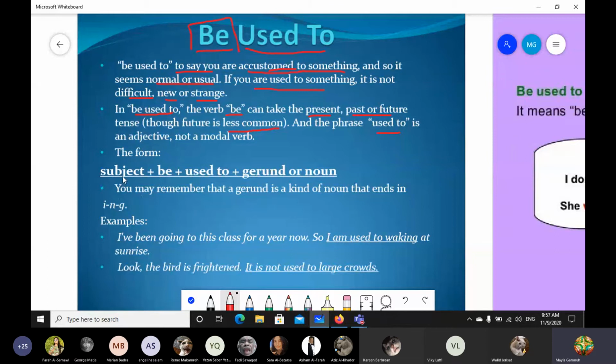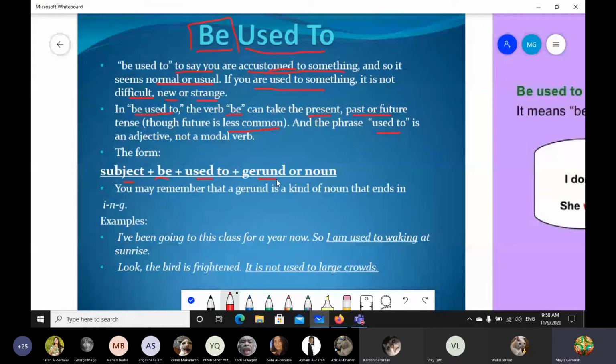الفورم تبعه كيف أنا بدي أكون جملة. أول إشي بتيجي عنا السبجكت اللي هي I, you, we, they, he, she, it. And then البي حسب التنس اللي عنا، وحسب السبجكت. مثلا إذا it was in the present وحطيت هون she is، بصير she is. تمام. بعدين plus used to اللي هي الفعل الأساسي اللي عندنا اللي إحنا بنحكي عنه، plus the gerund or noun.